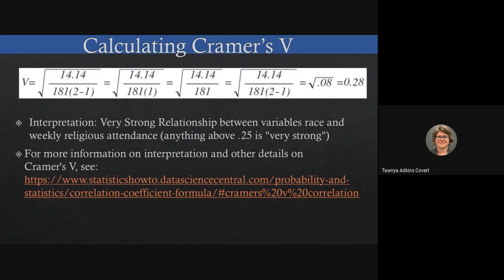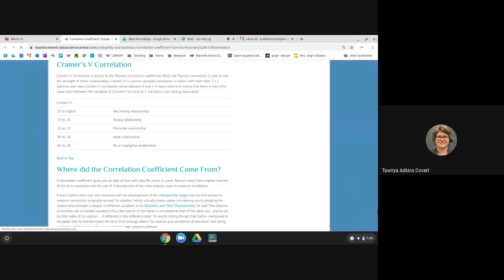The interpretation of Cramer's V, when you have a value that is above 0.25, it is considered to be very strong. There's a link here about the interpretation of it, so I'm going to go ahead and open that and show you where that is. Anything that is 0.25 or higher is considered a very strong relationship. And you can see how those other pieces would stack up. If you calculated Cramer's V and you got a 0.13, you would be in this section right here, 0.13, moderate relationship. So that's how you would report it.